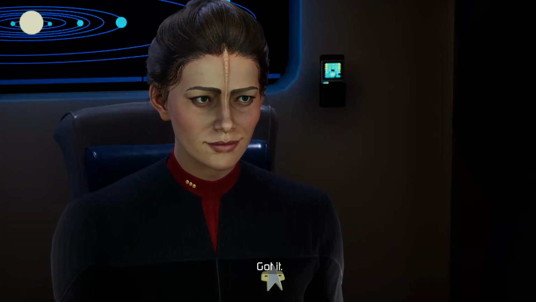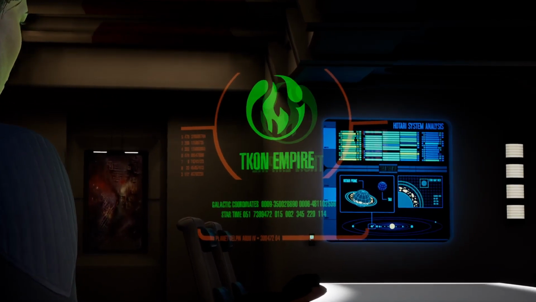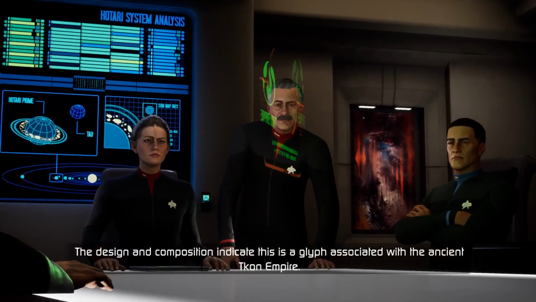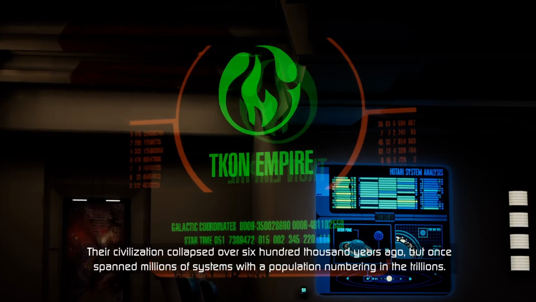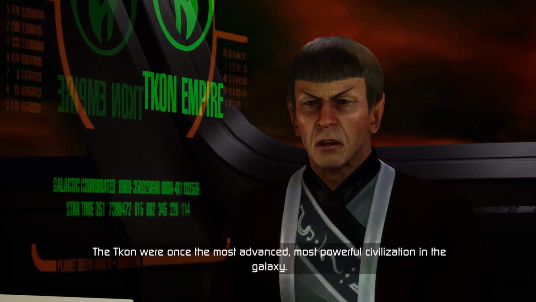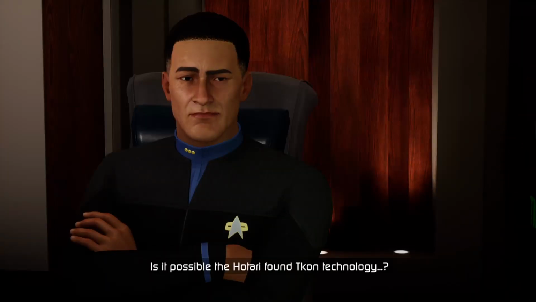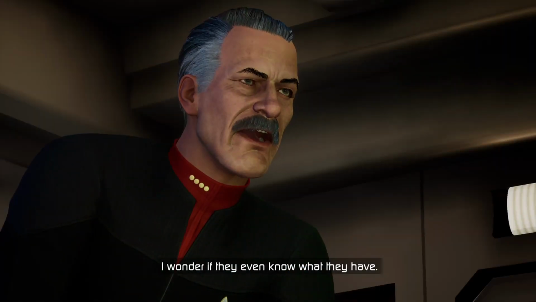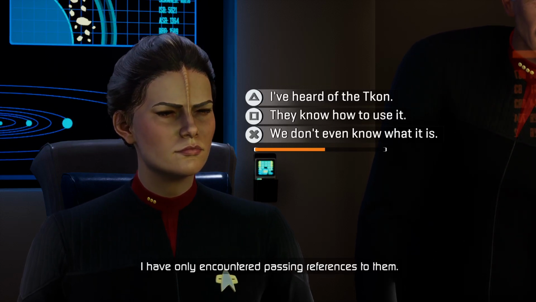99.2% match. Got it. Titan Empire. So, what are we looking at? The design and composition indicate this is a glyph associated with the ancient Khan Empire. Their civilization collapsed over 600,000 years ago, but once spanned millions of systems with a population numbering in trillions. Fascinating. The Tikan were once the most advanced, most powerful civilization in the galaxy. Is it possible the Hotari found Tikan technology? I wonder if they even know what they have. Our knowledge of the Tikan is limited. I have only encountered passing references to them.